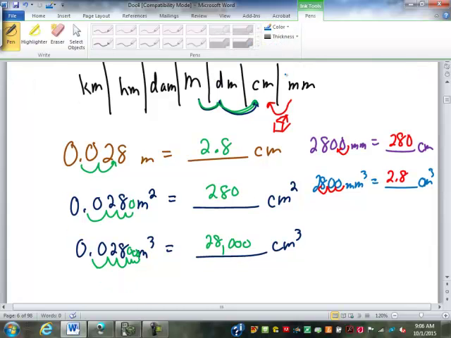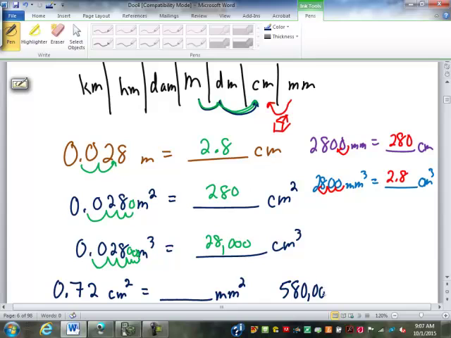So if I have, let's do this. 0.72 centimeters squared. In your notes, how many millimeters squared is that? Or if I have 580,000 centimeters cubed, how many meters cubed is that?